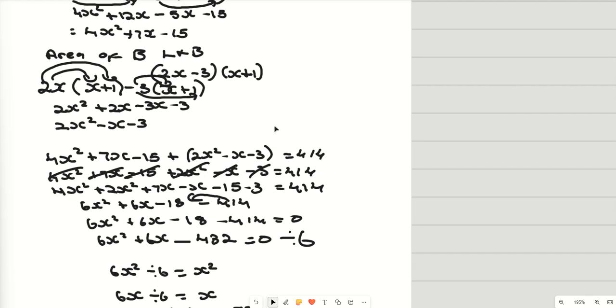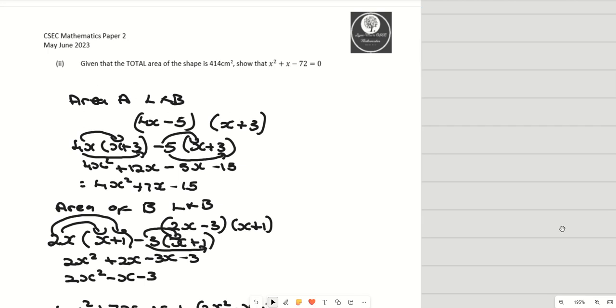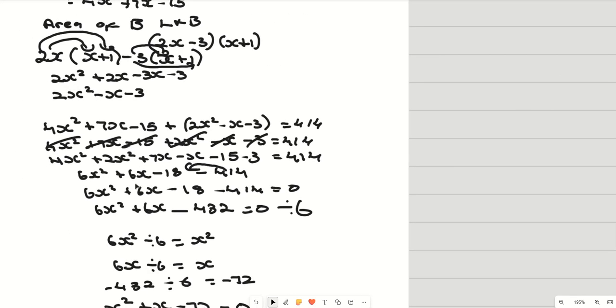But we want to make it equal to 0 because they told you it has to be equal to 0. So we had 6x squared plus 6x minus 18 is 414. You carry across the positive 414. That will turn to negative, or subtract 414. So it turns to 6x squared plus 6x minus 18 minus 414, which is minus 432, is equal to 0.